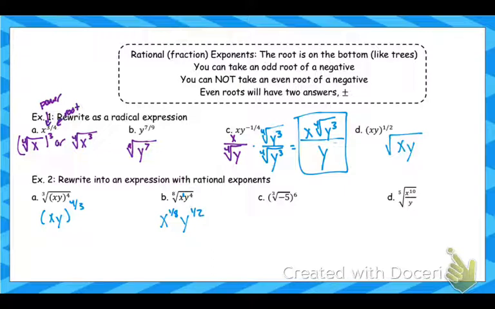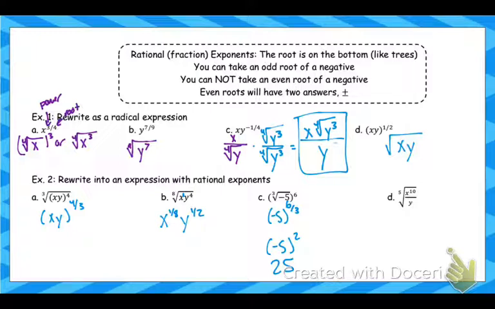All right, let's go to C, okay? Right now I have the cube root of -5 to the 6th power. So -5 has an exponent, the root's on the bottom, the power's at the top. Well, 6/3 can reduce, so that's -5 squared, which is 25.